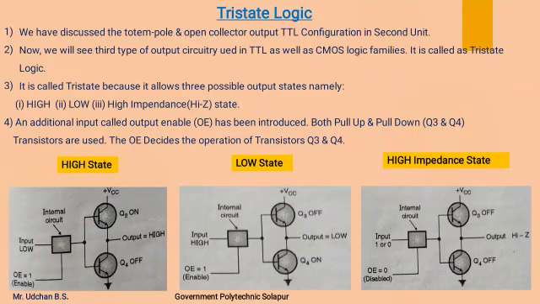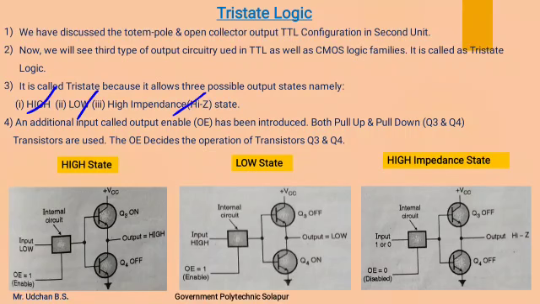Now we will see what is a Tristate logic. We have discussed the totem pole and open collector output TTL configurations in the second unit. Now we will see the third type of output circuitry used in TTL as well as CMOS logic families, which is called Tristate logic. It is called Tristate because it allows 3 possible output states, namely high, low and high impedance state. We will see them one by one.